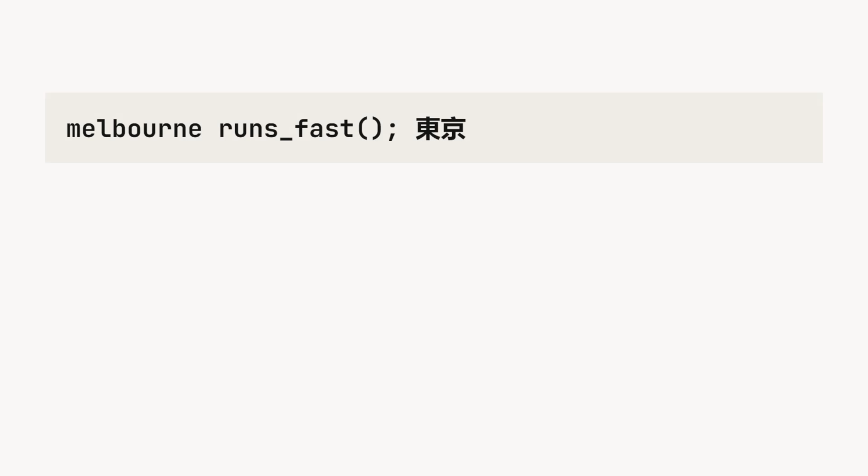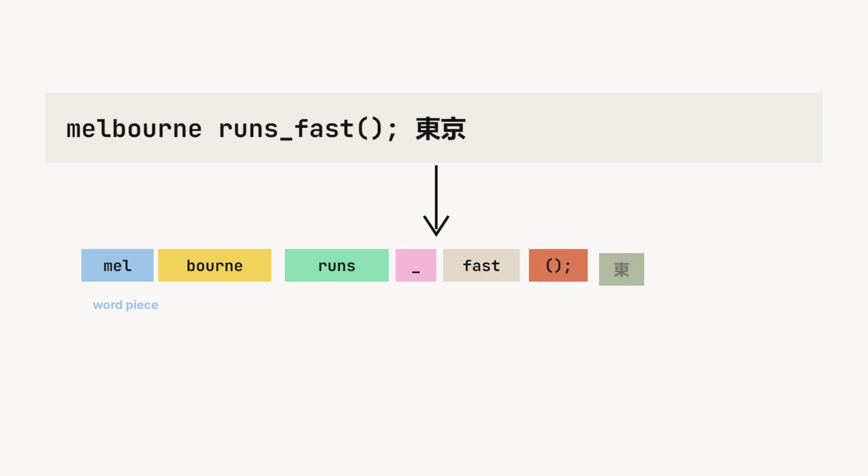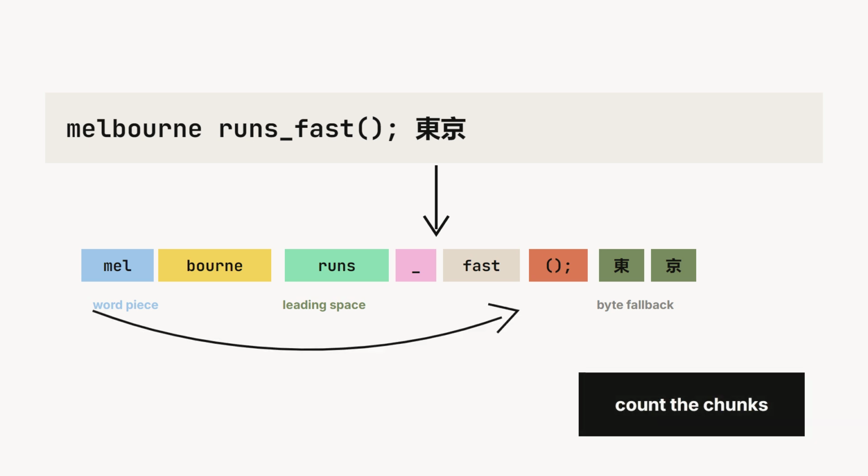A token starts as a chunk produced by a tokenizer. The chunk might be a whole common word, part of a word, a punctuation mark, a leading space plus a word fragment, or a byte-level piece for text the vocabulary does not compress cleanly. After tokenization, each chunk becomes a number. The model is trained to process that sequence of numbers, so counting tokens means counting how many entries land in that sequence.